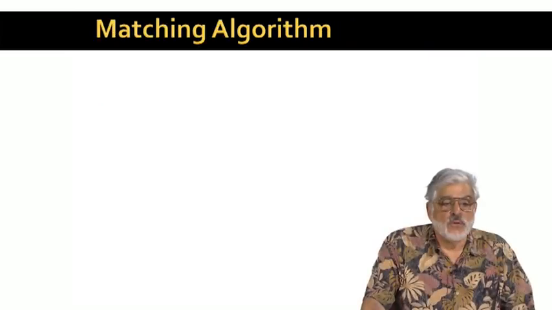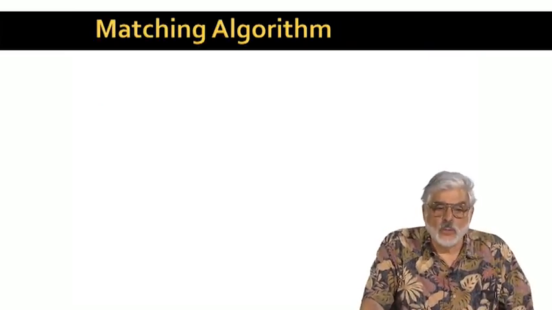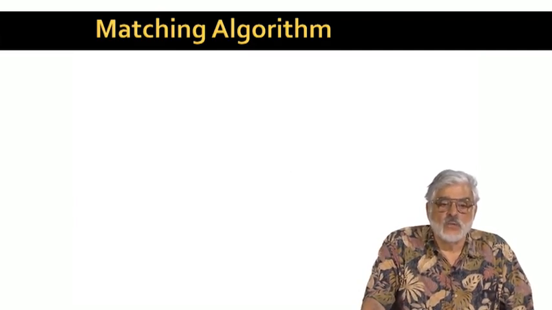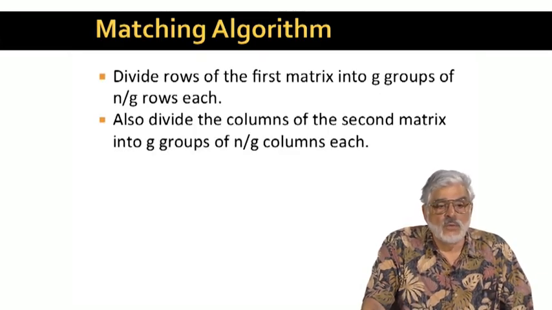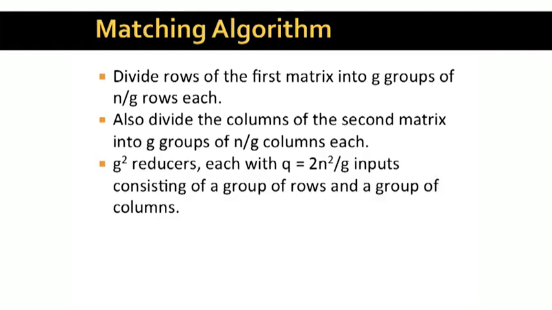There is, in fact, a MapReduce way of performing matrix multiplication using the minimum possible replication for any Q within the range 2n to 2n squared. We do have to assume Q divides 2n squared, however, in order for the bound to be exact. We divide the rows of the first argument matrix into G groups of n over G rows each, and we do the same with the columns of the second matrix. Then for each pair of groups, one from each matrix, we have a reducer that produces all the outputs that can be computed from these groups.